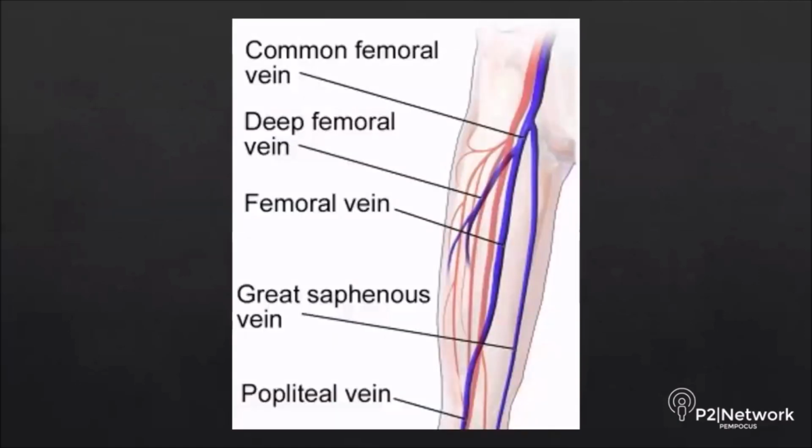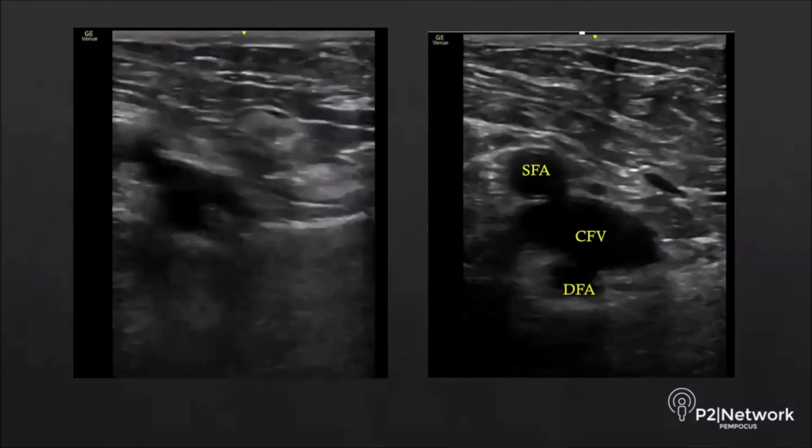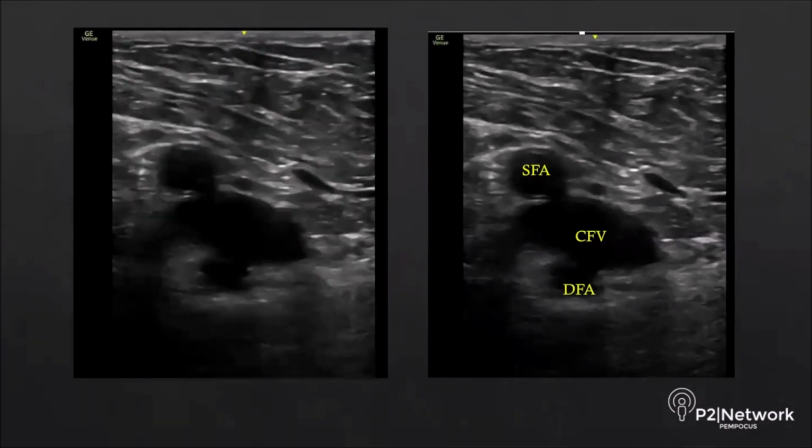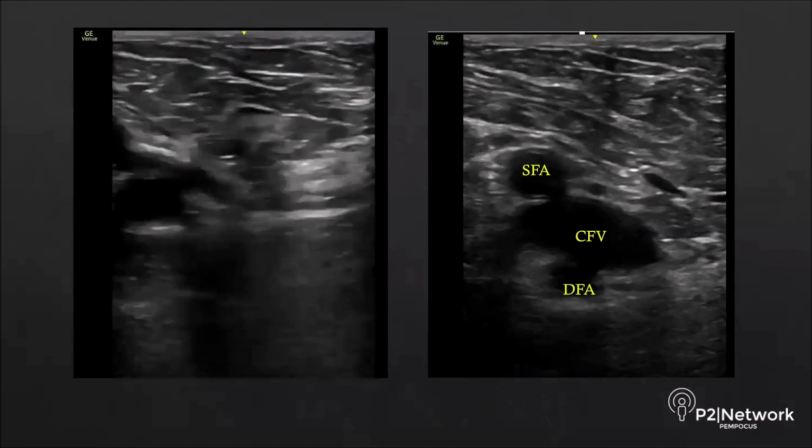So here's a review of the anatomy. Generally we start with the common femoral vein, which bifurcates into the deep femoral vein as well as the great saphenous vein. The common femoral vein continues as the femoral vein going down and goes into the popliteal vein when it reaches the popliteal region, and it also bifurcates from there. So here on the left side you see the common femoral vein being compressed, whereas the arteries above and below are not compressed. They remain patent under compression.